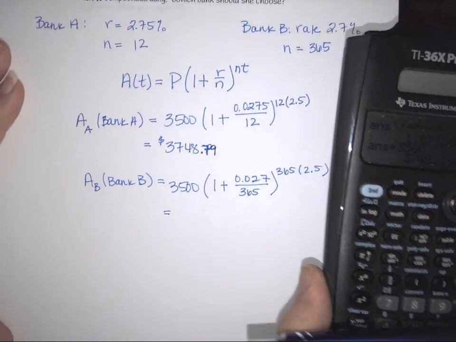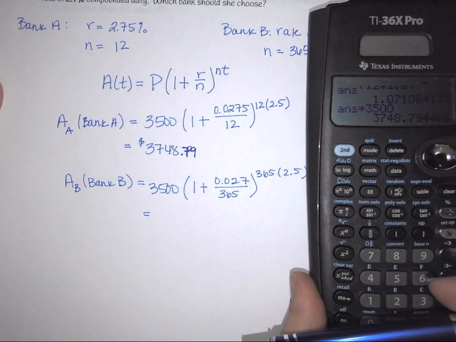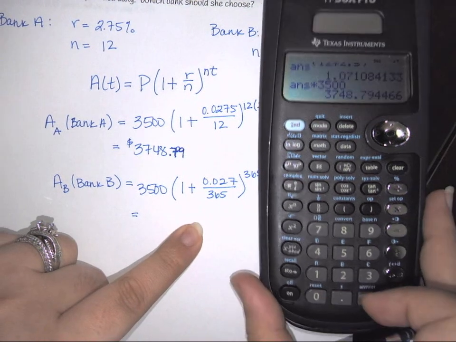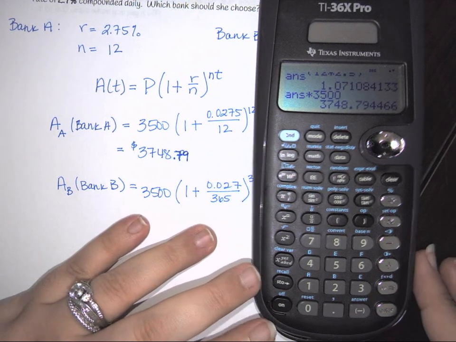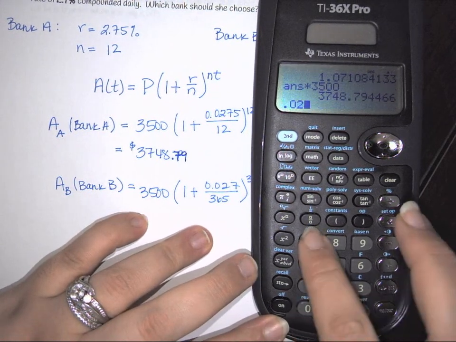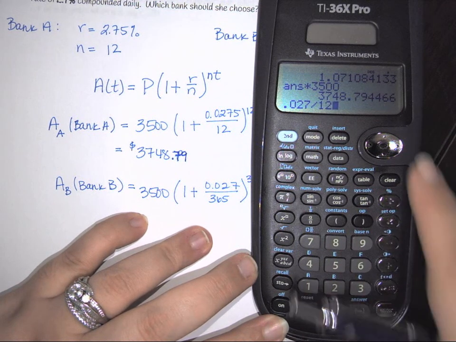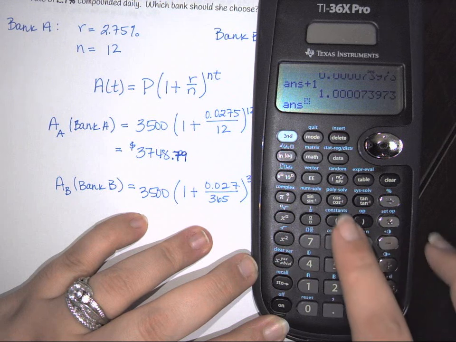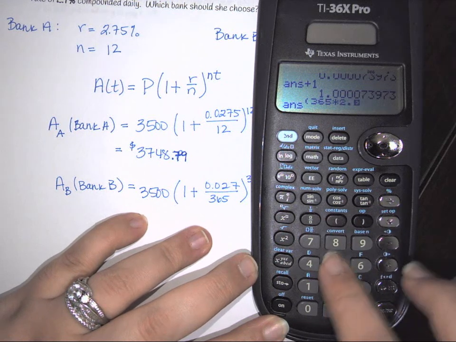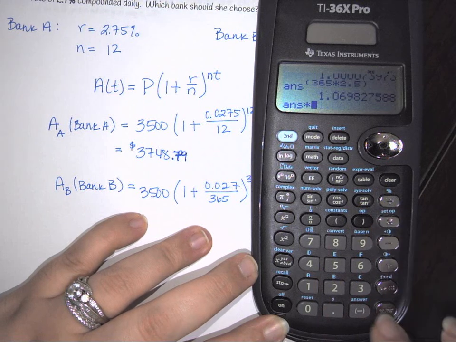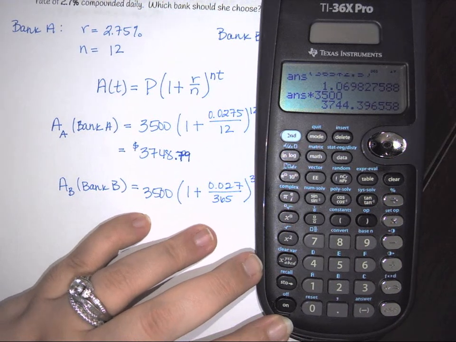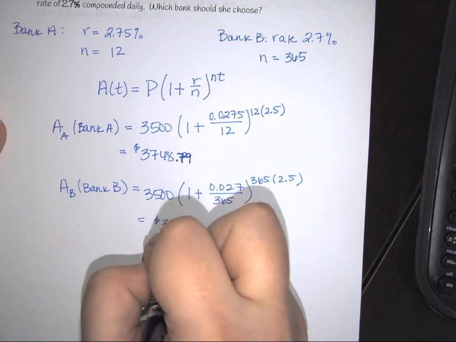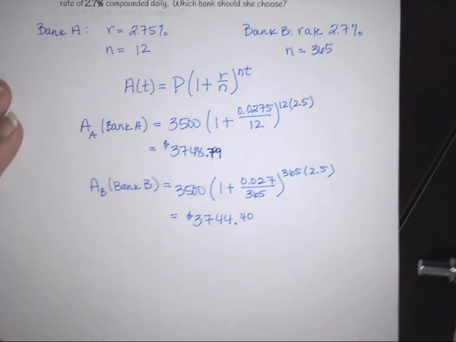Okay. So here, again, we can pull out our calculator. And again, we're going to work from the inside out. So we have 0.027 divided by, sorry, divided by 365 and hit enter. We're going to plus 1 and hit enter. We're going to raise it, open a parentheses, to 365 times 2.5, close it and hit enter. And then we're going to multiply that by 3,500. And we get 3744.40. So this one was 3744.40.